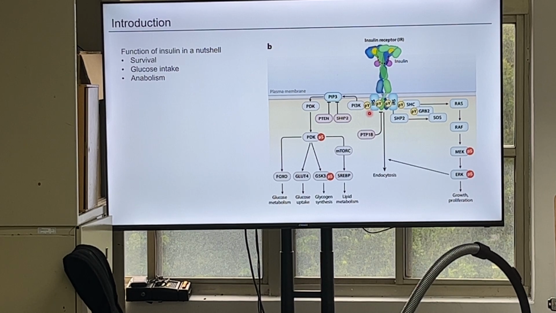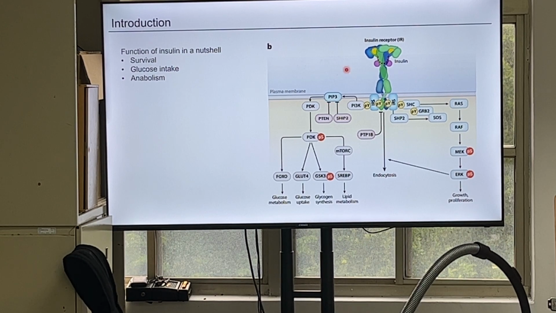You get the important point that IRS can phosphorylate PI3K. That's a key point here. Then this PI3K can phosphorylate phosphoinositide diphosphate, PIP2.